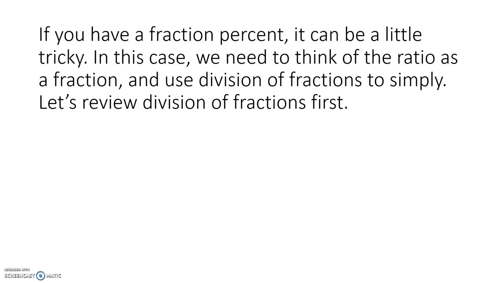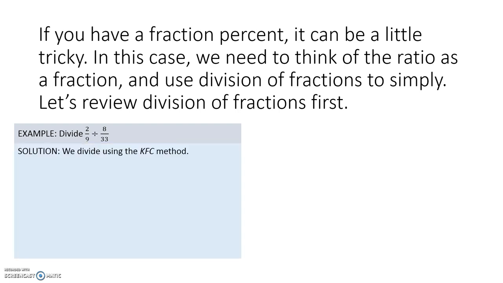If you have a fraction percent, it can be a little tricky. In this case, we need to think of the ratio as a fraction and use division of fractions to simplify. So let's first review the division of fractions. Divide 2/9 by 8/33. Remember that when dividing fractions, you use what I call the KFC method for keep, flip, change. We first write the division problem as it is. Then we're going to keep the first fraction the same. We're going to flip the second fraction from 8/33 to 33/8, and we're going to change it to multiplication.